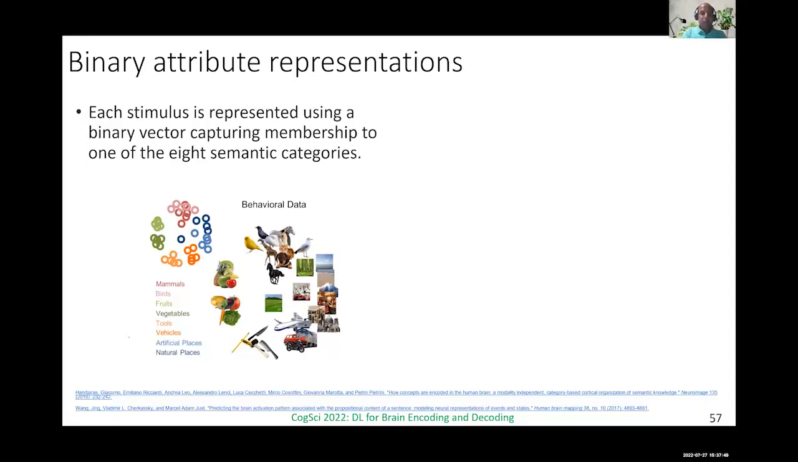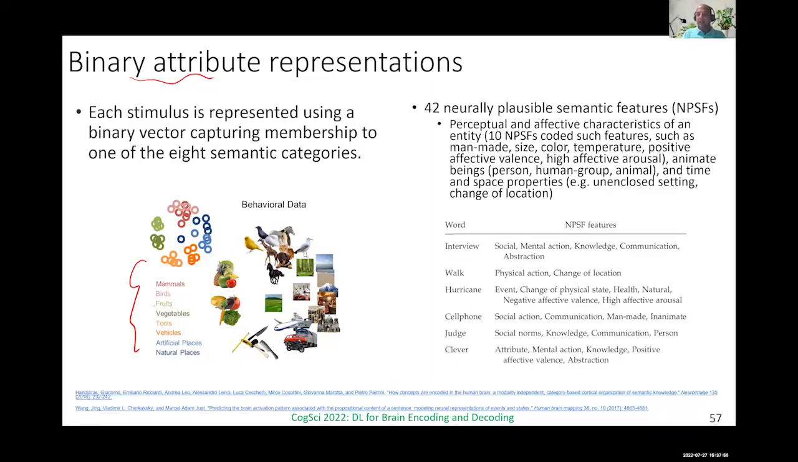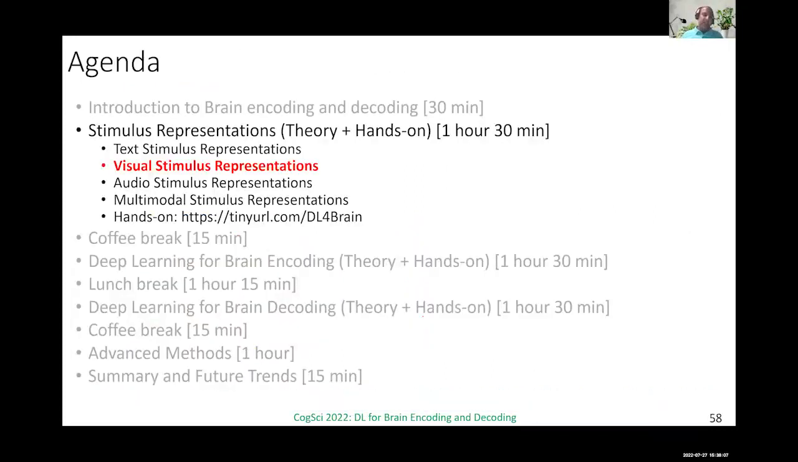Now, some folks have actually also used binary attributes, just to ask whether this word is related to any of these categories, or take these neurally plausible semantic features and check if the stimulus relates to any of those features. So that's that. To summarize, we talked in this part about text stimulus representations, from basic NLP representations to discourse-based features to deep learning-based features to finally experiential attributes. I'll pause for questions.